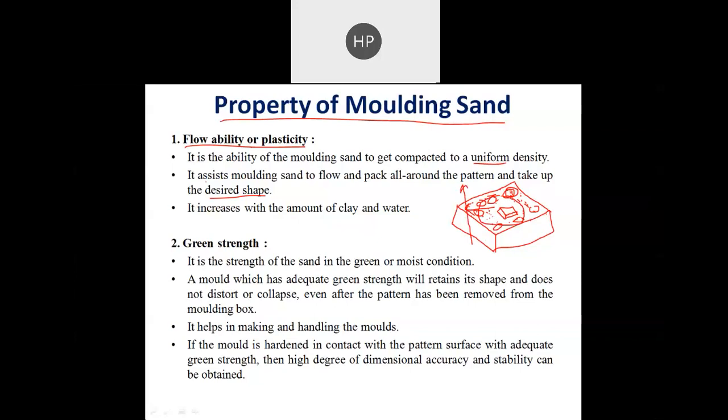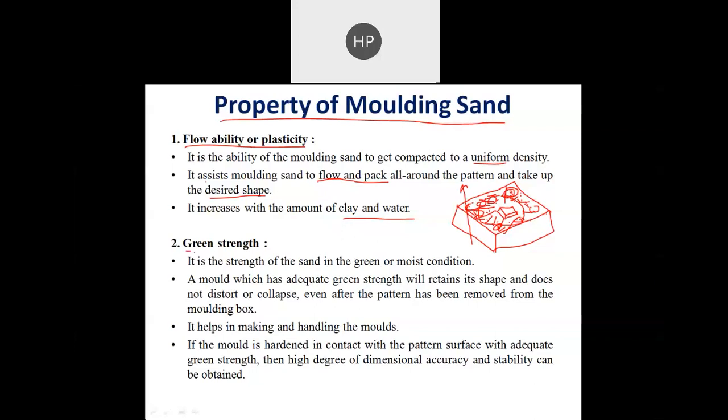So the sand must go all around the whole area of the mold box, and that's why it requires a property that is known as flowability, and it increases with the amount of clay and water. So the flowability of the sand can be improved by a proper amount of clay and water mixed into the sand. That's how we can improve the flowability of the sand.